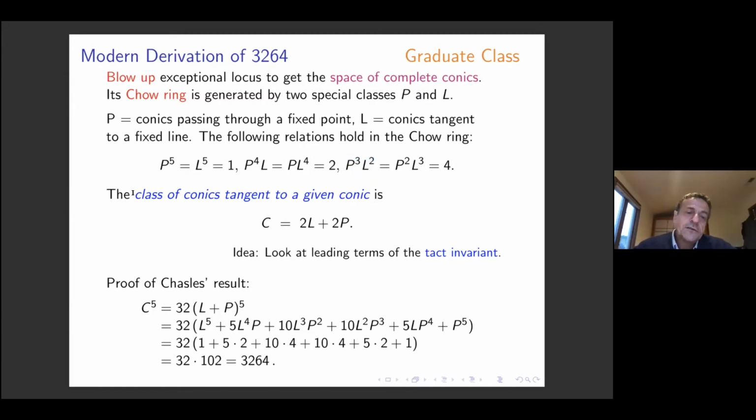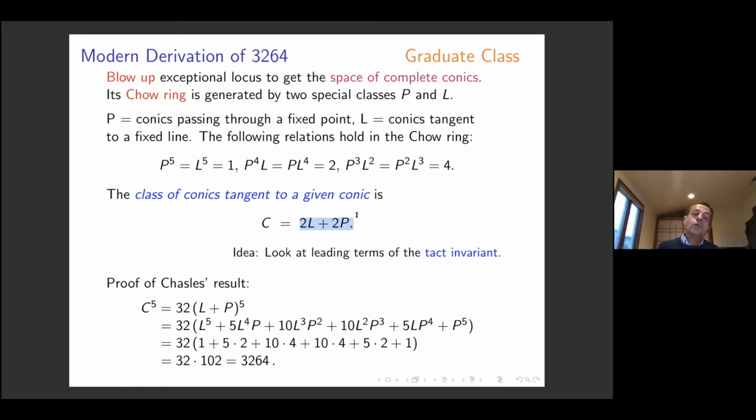Now, what are we interested in? We're interested in the conics tangent to a given conic. That's another class, and I claim that class is 2L plus 2P. The best way to see this is to simply look at the leading term of our tact invariant. Remember, our tact invariant was this small polynomial with 3,210 terms and 6 plus 6 unknowns. If you look at the leading monomial of that, you can read off that the degree is 2L plus 2P.